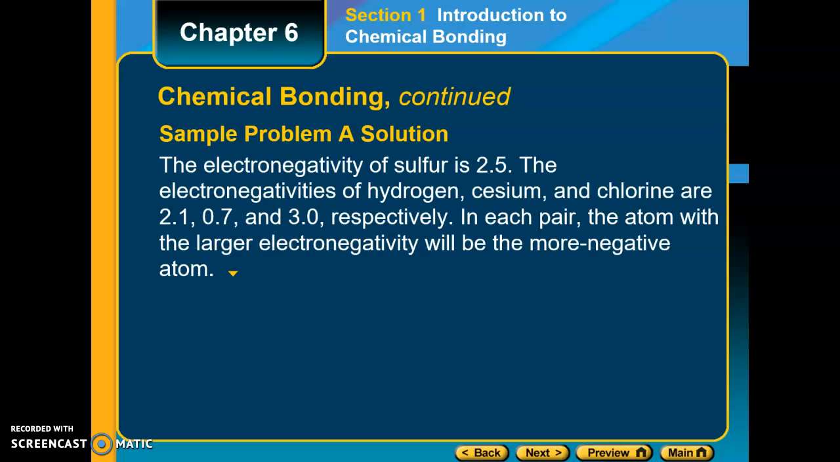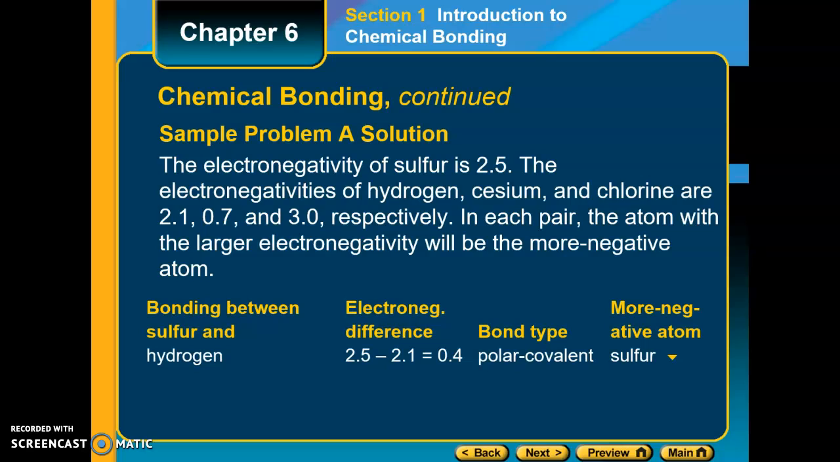So for example, if we know the electronegativity of sulfur to be 2.5, and the electronegativities of hydrogen, cesium, and chlorine to be 2.1, 0.7, and 3.0 respectively, which one of these is going to be the more electronegative atom? Well, sulfur is more electronegative than hydrogen at 2.5 versus 2.1. It is more electronegative than cesium at 2.5 versus 0.7. And it is less electronegative than chlorine, which has an electronegativity of 3.0.